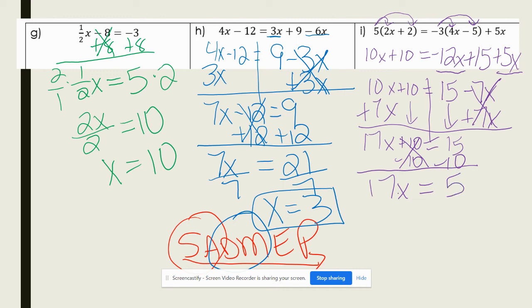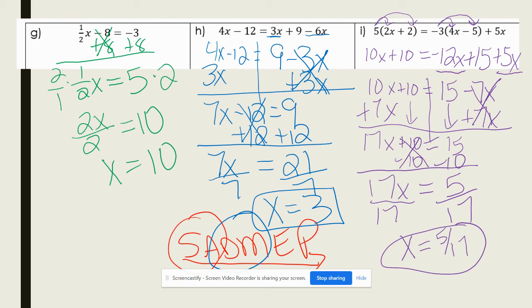Our last step to get x alone, this is 17 times x. The opposite is to divide. 17 divided by 17 is 1. We don't have to write that with the x. And then 5/17. Well, I can't actually divide that, and I can't reduce it. And we always want exact answers unless they specifically ask us for a rounded decimal. So we're going to leave that as x is equal to 5/17.